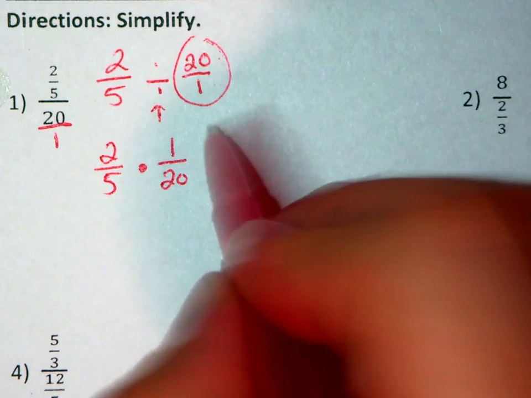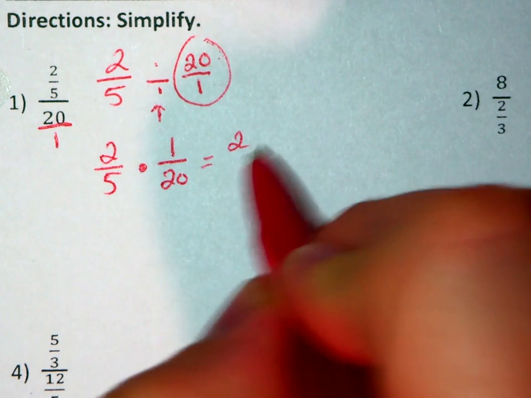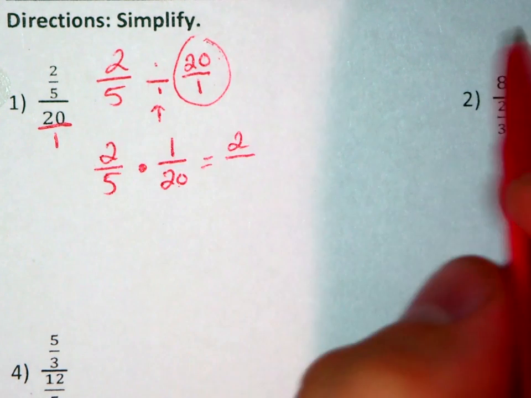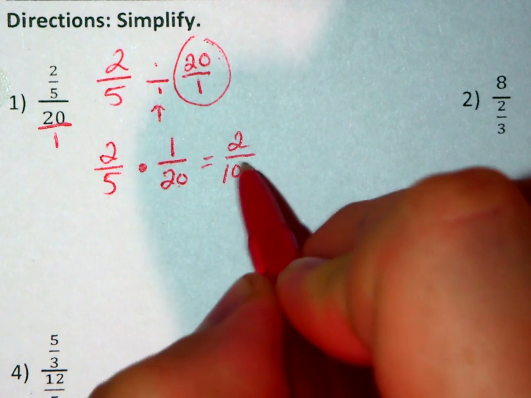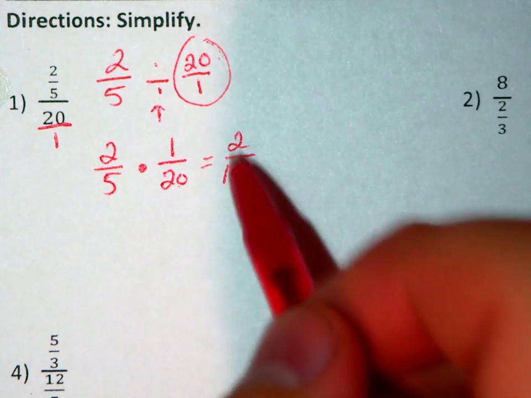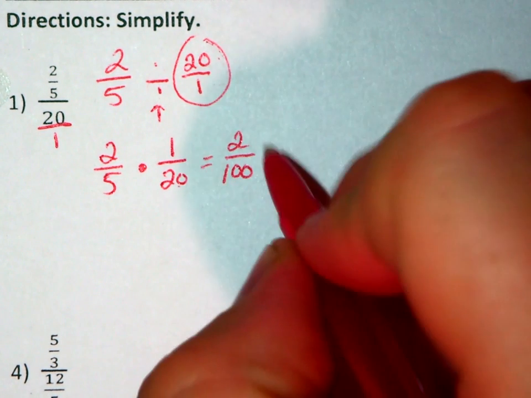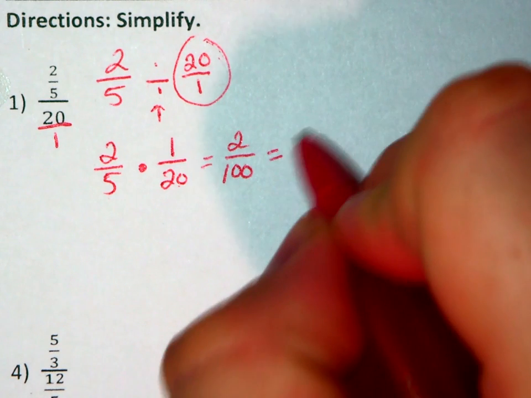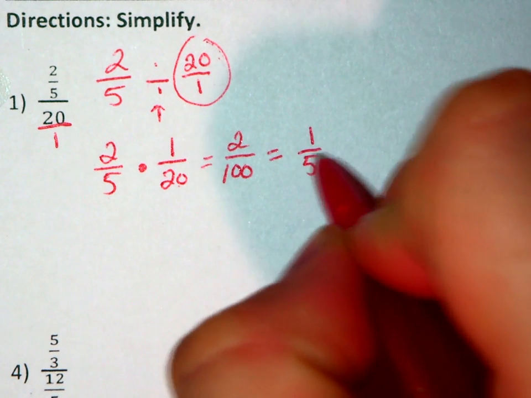2 times 1 now is 2. 5 times 20 is 100. Both of these are even numbers, so they would simplify to 1 over 50.